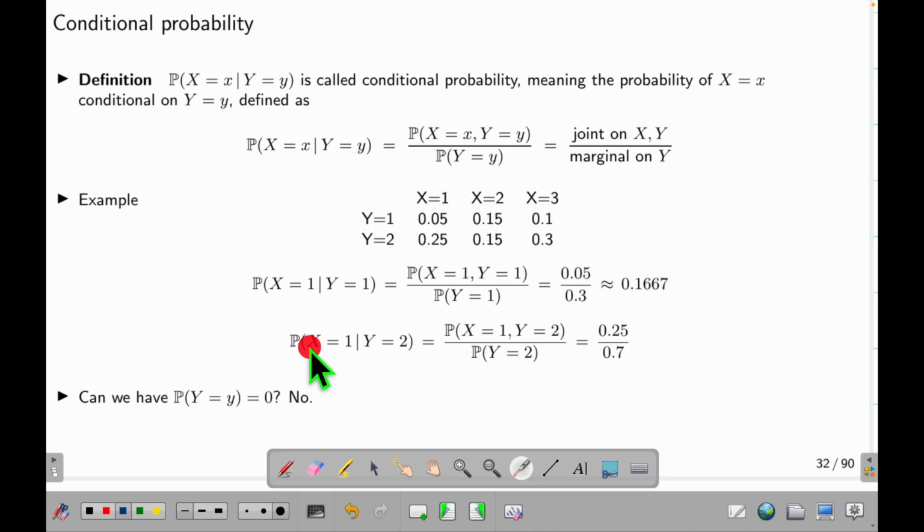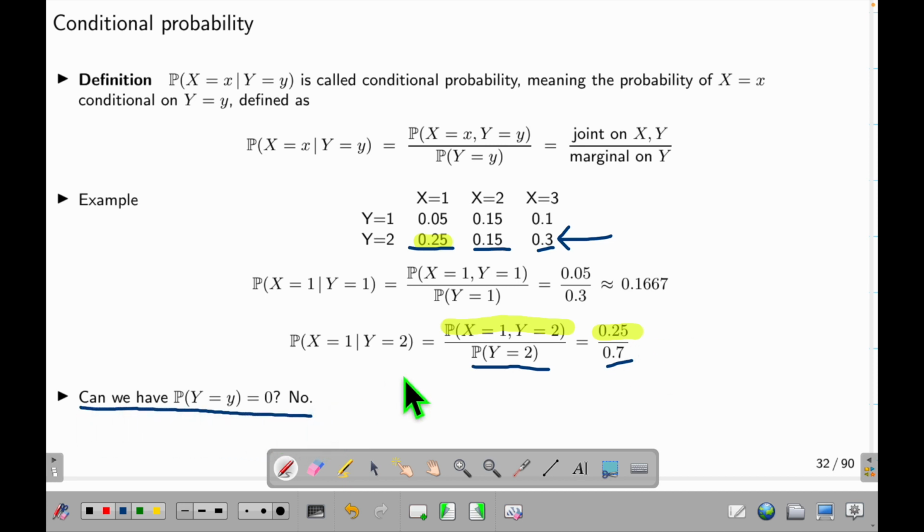Another example, what's the probability of x is 1 given that y is 2? By definition, it will be the joint divided by the marginal. The joint of x1, y2 is this, which is 0.25. Now we want y2, which means we're only looking at y2. Then we add these three numbers together, and it gives us 0.7. Then we divide these two numbers, and we will get the probability. Can we have probability of y equal 0? No. Why? Because we do not allow division by 0.